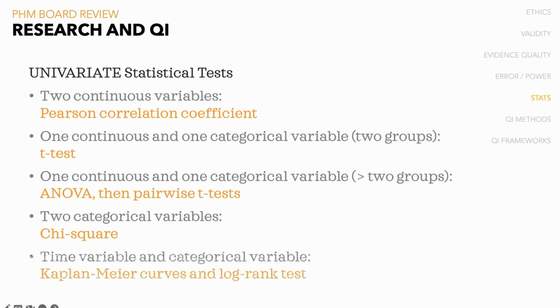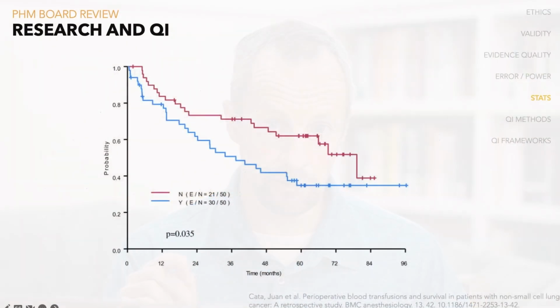The final option I want to talk about is if you have a time variable and a categorical variable. So this is survival analysis. This would be common in, for example, cancer studies. You want to know if your new treatment increases survival. So you have survival time for every patient, and then you have whether or not they receive the new treatment, yes or no. And then we would do a survival analysis by drawing our Kaplan-Meier curves, and we would compare those curves using a log rank test.